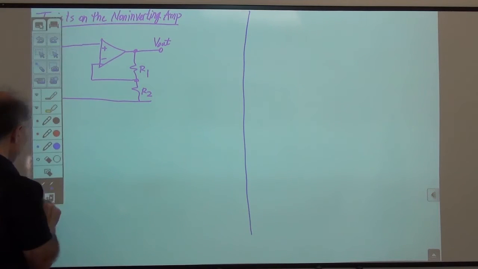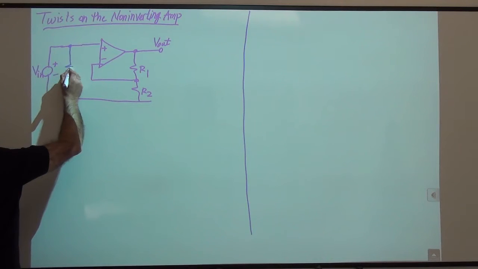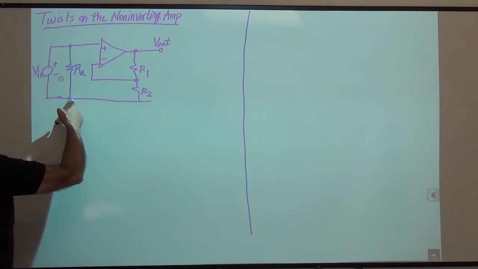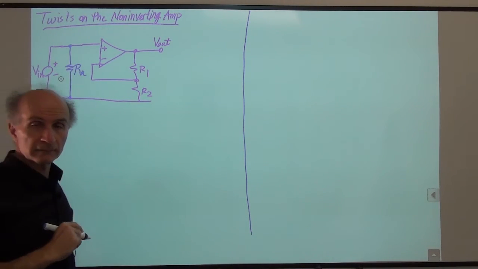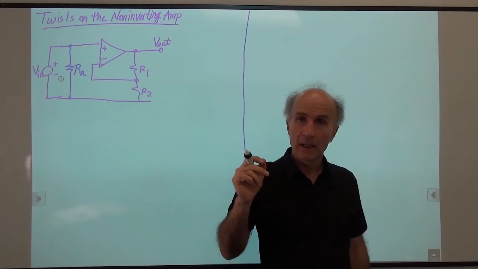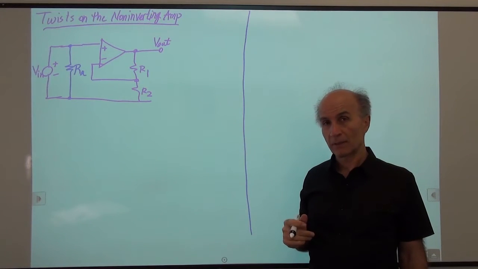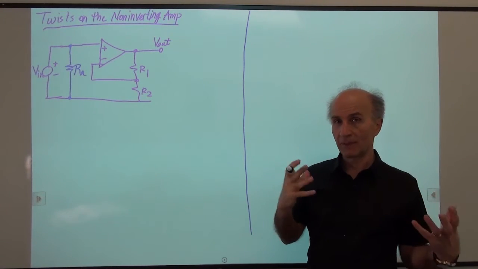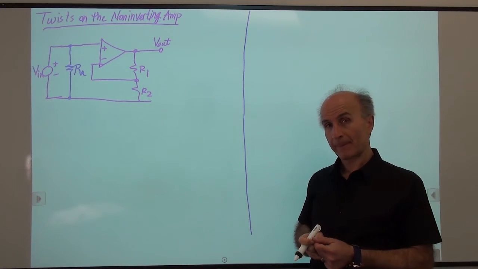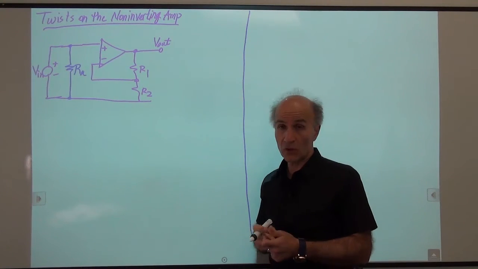All right, so the first component I'm going to add here is a resistor here from this input to ground. All right, just for the fun of it. So how does this resistor affect the overall result here? So when I'm writing Vout in terms of Vin, does RA come into the picture? All right, so let's take a moment and see. And the answer is no, it does not.